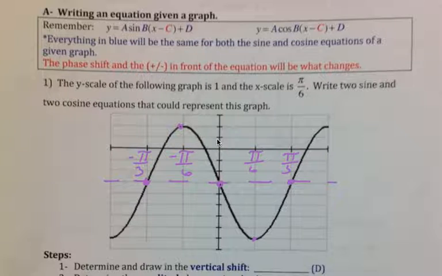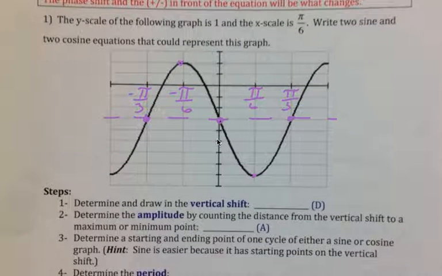Okay, I don't have the best blue option. Let me hold this down and see if I can get another color here. No, I don't have another blue, so I'm going to have to do the light blue. Everything in blue is going to be the same for both your sine and cosine equations. So that's going to be your vertical shift, your amplitude, stuff like that. It's the positive or negative and the phase shift that's going to change.